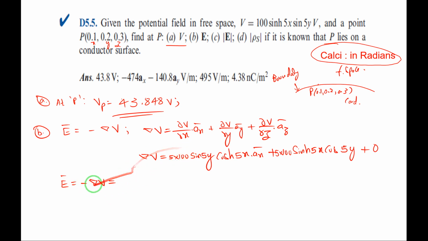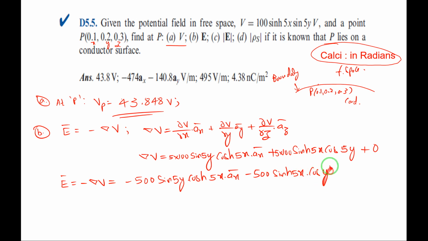So I'll take the minus sign, just multiply the minus sign for this del V. Minus 500 into 5 into 100, 500 sine 5y into cos hyperbolic 5x into ax, minus 500 sine hyperbolic 5x into cos 5y. Yes, one more thing I have missed out, ay. Please correct me if I am making any mistakes. Don't keep quiet. So, volt per meter.